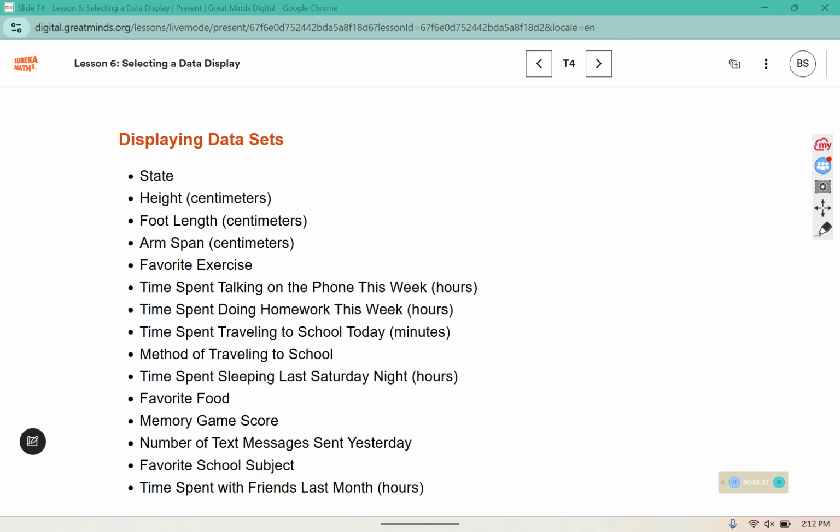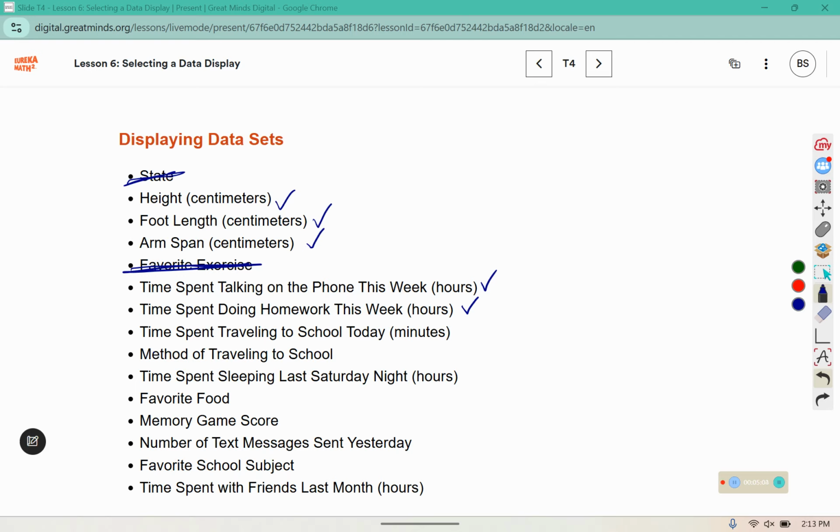These data sets were collected from a group of 6th grade students. Which of these data sets can we display using a histogram or a dot plot? And how do you know? We can display height, foot length, arm span, time spent talking on the phone, time spent doing homework. We can't do states or favorite exercise in a dot plot or a histogram, because dot plots and histograms both use quantitative data, number-based.